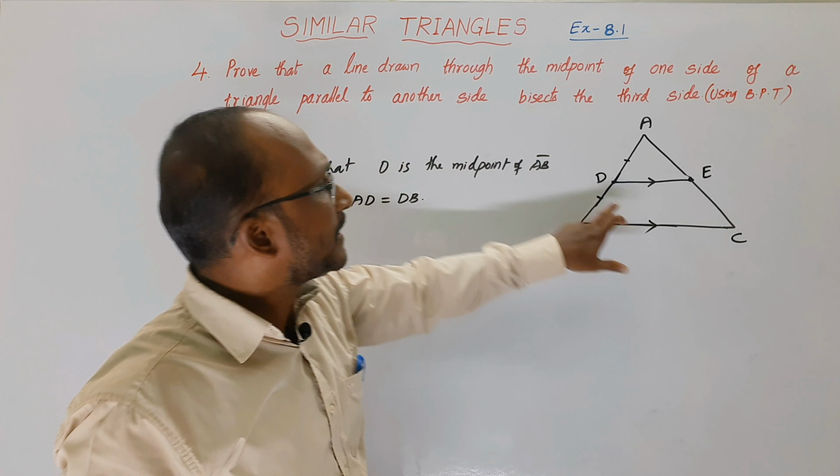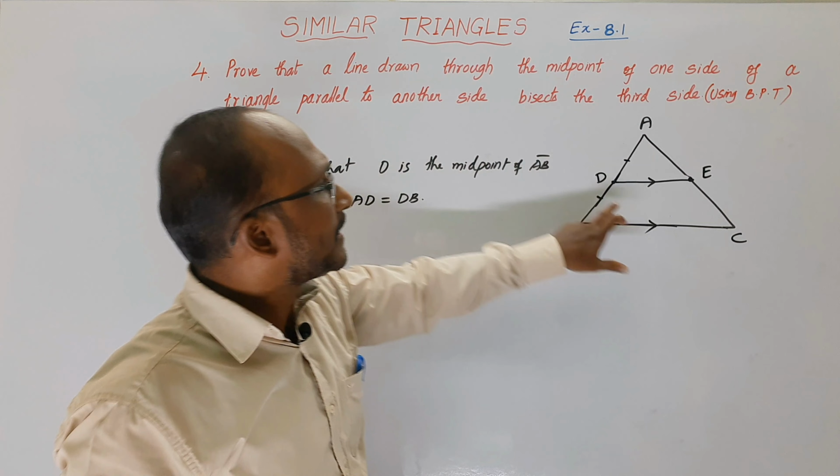Students, if DE is not parallel to BC, definitely there must exist a line through the point D such that it is parallel to BC. So let us take that parallel line as DF. Now students, as DF is parallel to BC, we can say that AD by DB is equal to AF by FC by the basic proportionality theorem. Now it is given that AD by DB is equal to AE by EC. Now from these two relations we can say that AE by EC is equal to AF by FC.